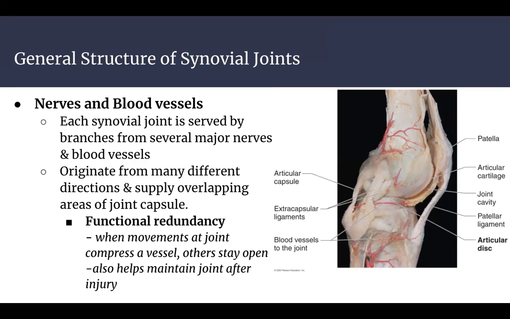This functional redundancy also helps maintain a joint after injury. If you do have an injury to, say, one side of the joint to a vessel here, you'll still have the vessels down here serving the lining of the joint cavity here, and that will continue to make synovial fluid that will fill the whole of the capsule here. So even if we have some loss of blood vessels at a particular portion, the others can make up for that shortfall.